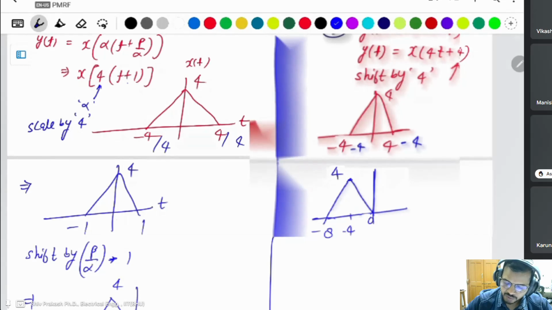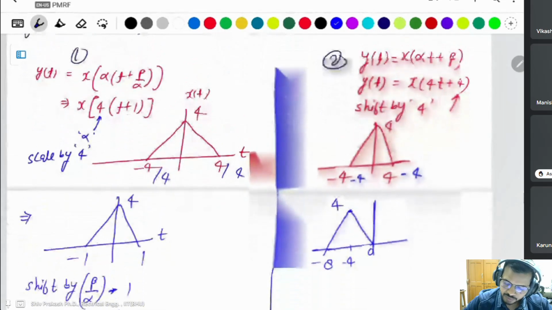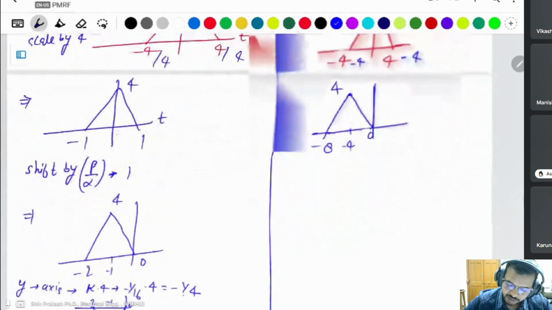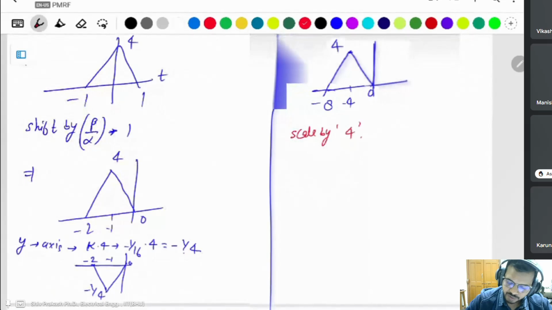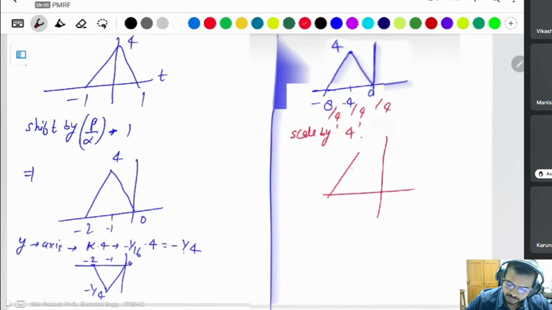Then after we have applied the shift by 4, we scale by 4. First apply the shifting property, then the scaling property. If we scale by 4, then simply divide all the corner points by 4. If divided by 4, then this will be minus 2, this will be minus 1, 0. This is the same because of the y-axis.